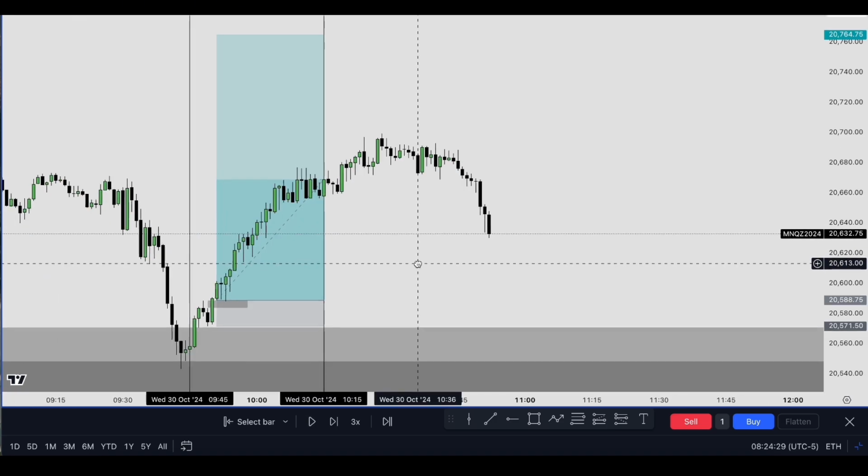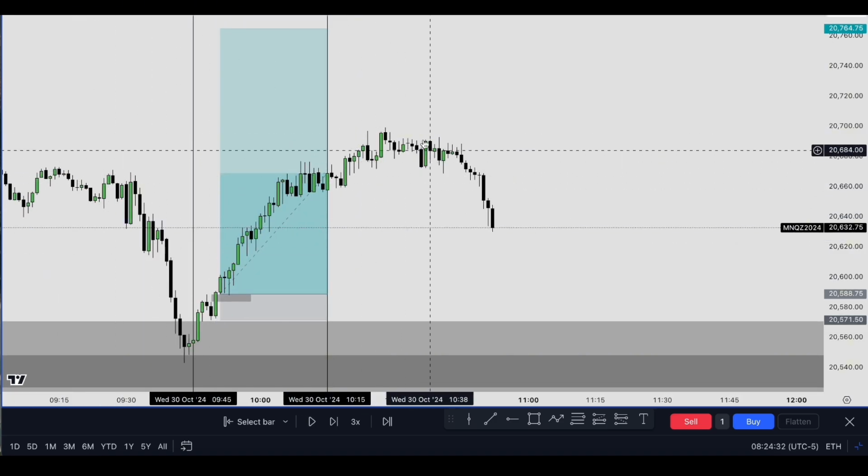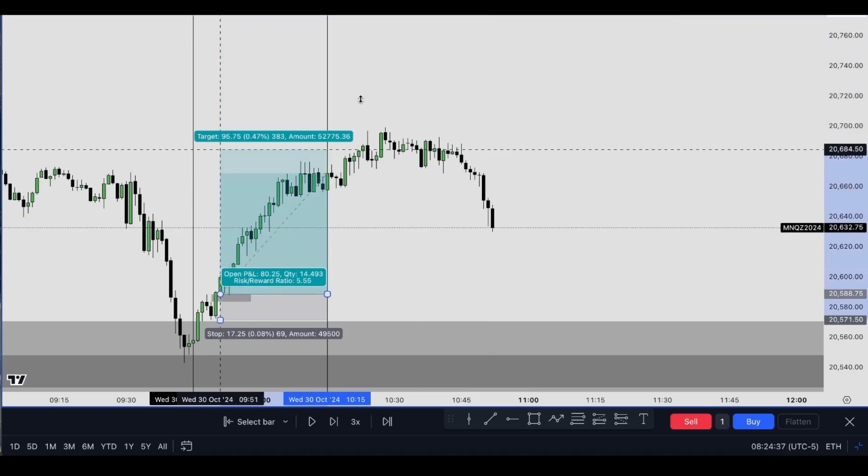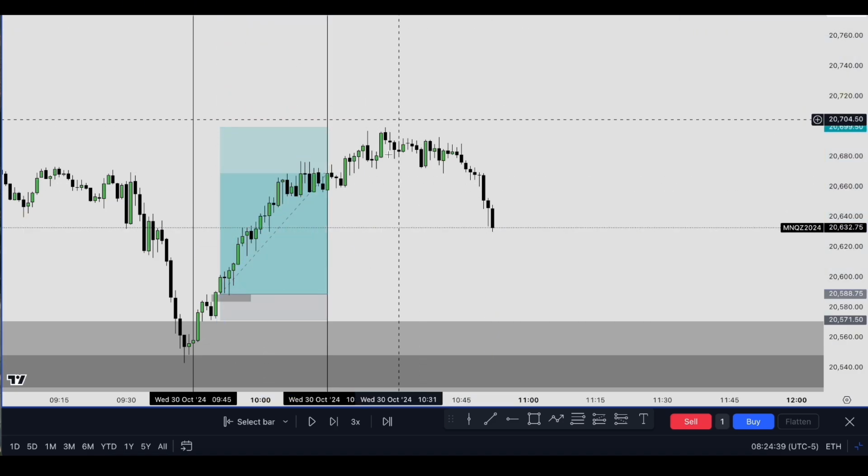All right, and there you have it. After we take out this buy side liquidity level, it just consolidates and chops around, and price ends up reversing, all right? But this still was 110.75 points, all right, which is a lot.